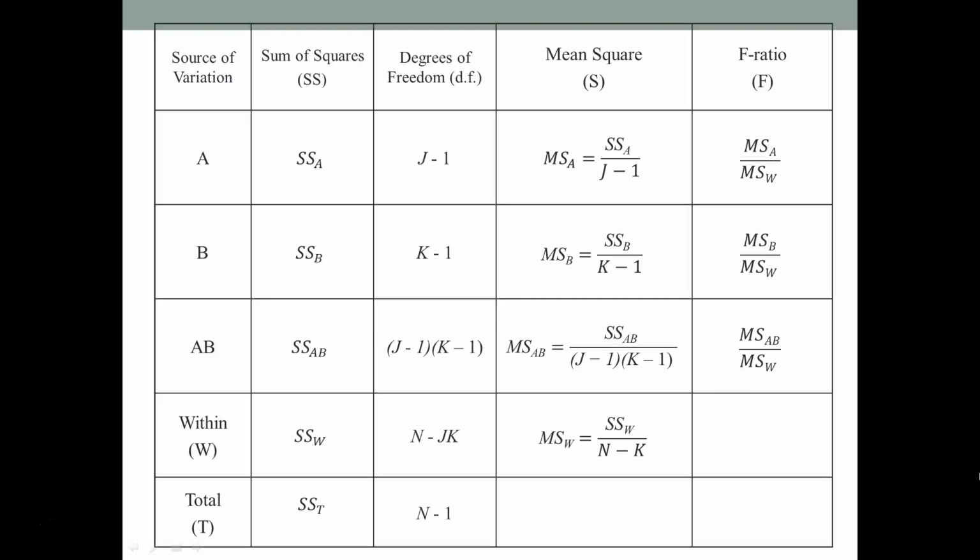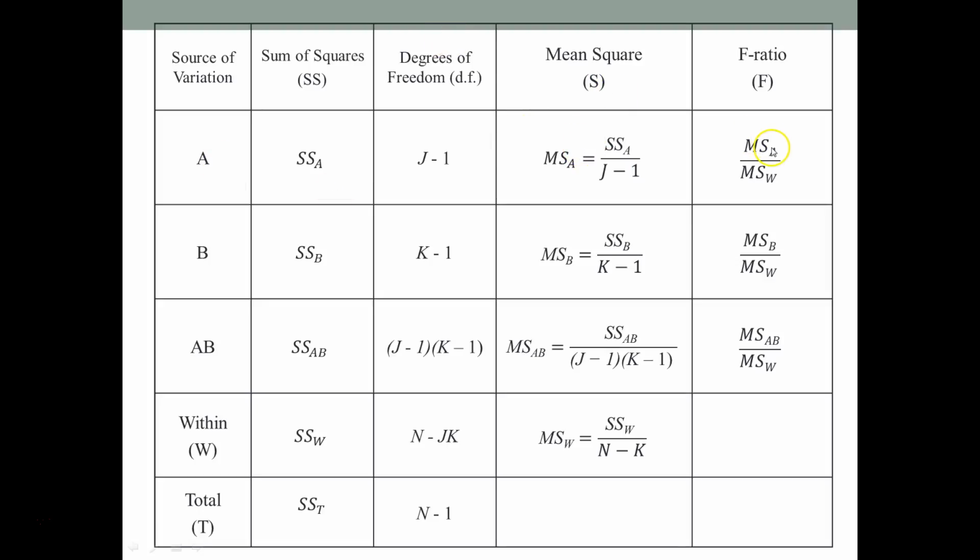Going across A, we get sums of squares, and we get degrees of freedom, which are j minus 1, the number of groups of A minus 1. We get the mean squares by just taking the sums of squares and dividing by degrees of freedom. We take the sums of squares, put it in the numerator, take the degrees of freedom and put it in the denominator, and we get our mean squares. Remember, mean squares is another way of talking about variance, and it's the variance related to the source of variance A.